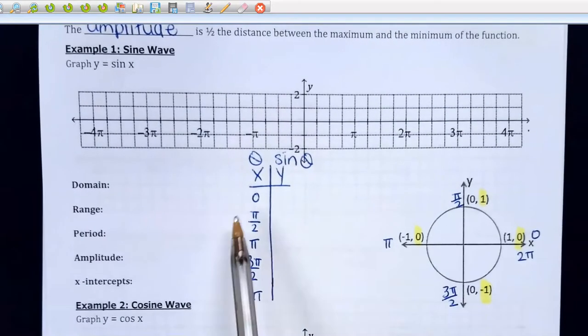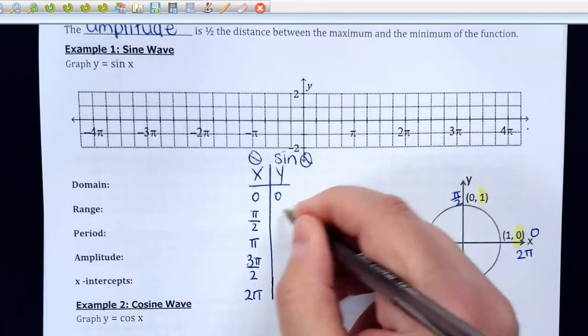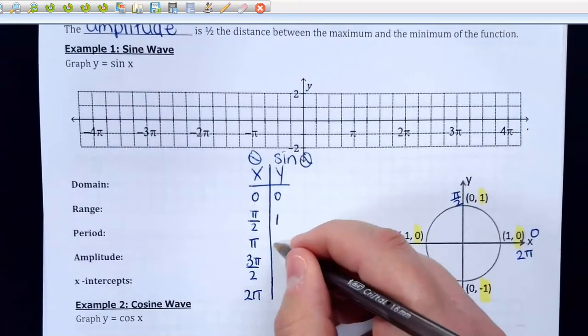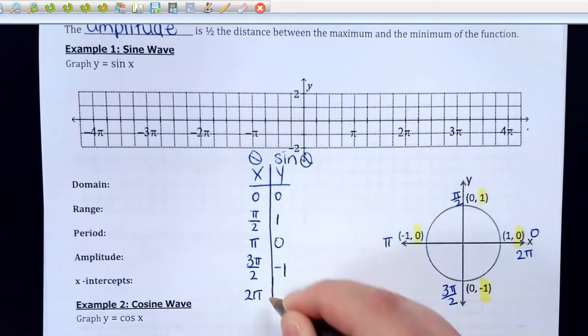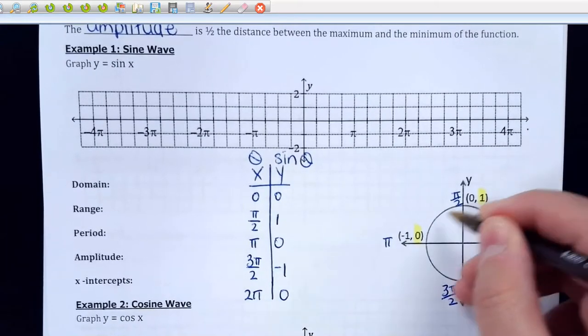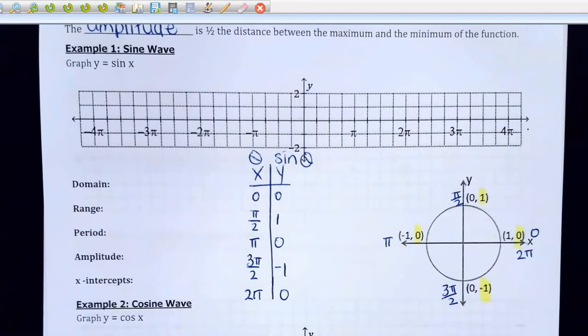Now to do the sine, and I just highlighted it on my little tiny unit circle here, the sine of 0 is 0, pi over 2 is 1, at pi it's 0, at 3 pi over 2 it's -1, and then back around I'm at 0. If I kept going around the circle, then that pattern would just continually repeat, so that's what creates the wave.